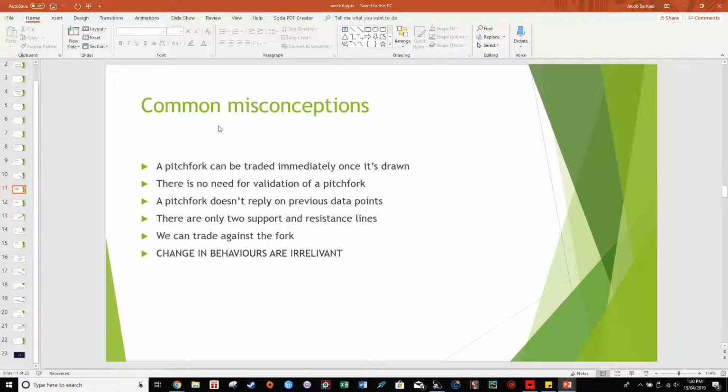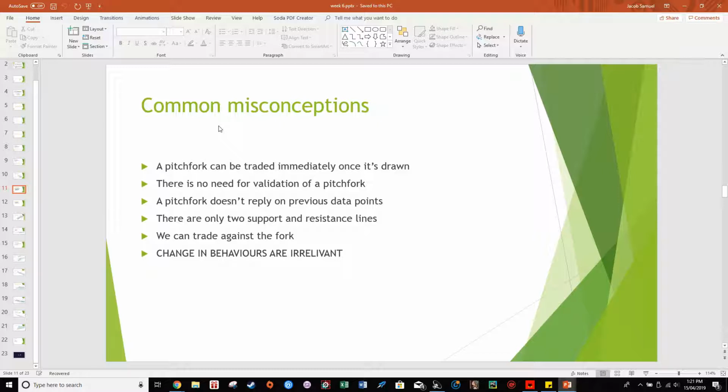A lot of people think that a pitchfork, because it shows support and resistance, is pretty much God's word. Absolutely, that's incorrect. A pitchfork doesn't rely on previous data points. Anyone that thinks any support resistance line doesn't rely on previous data points, I'd ask, how do you draw it then? There are only two support and resistance lines. That's actually incorrect. There are four. The upper parallel, the upper and the lower quartile. There's five actually, my bad. The two quartiles, the upper and lower parallel, and the median. They all act as support resistance lines. It's up to you to determine what they are though. You can base that off previous data.